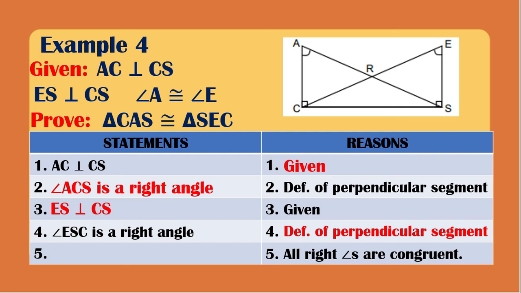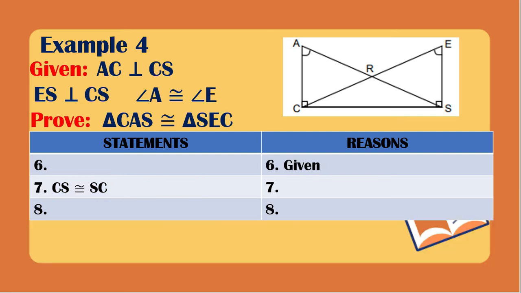Kindly look at the statements. What are the 2 right angles we have? We have angle ACS is congruent to angle ECS. And then for the next one, we have number 6 given. So this is our last given. It is angle A is congruent to angle E. And then for the 7th statement, we have CS is congruent to SC. So even though the letters are interchanged, we can use the reflexive property.